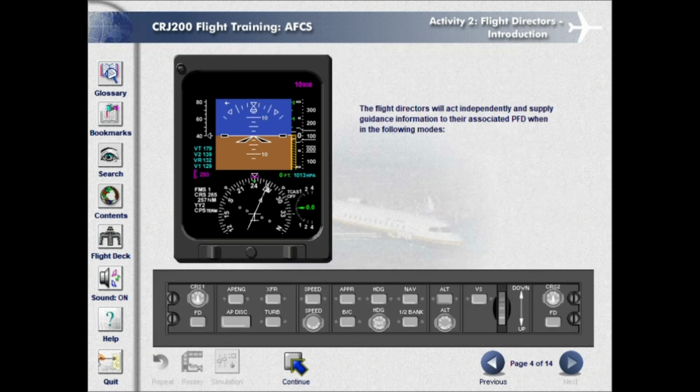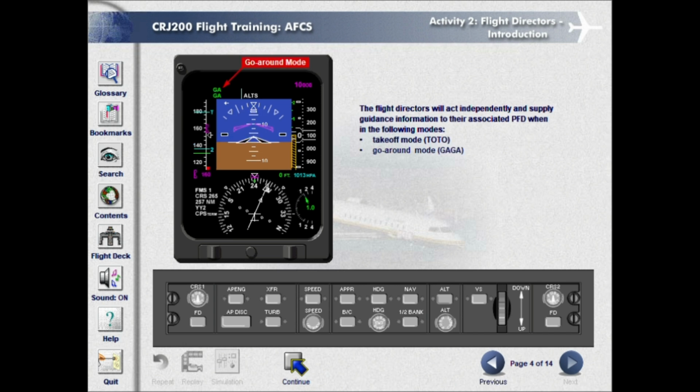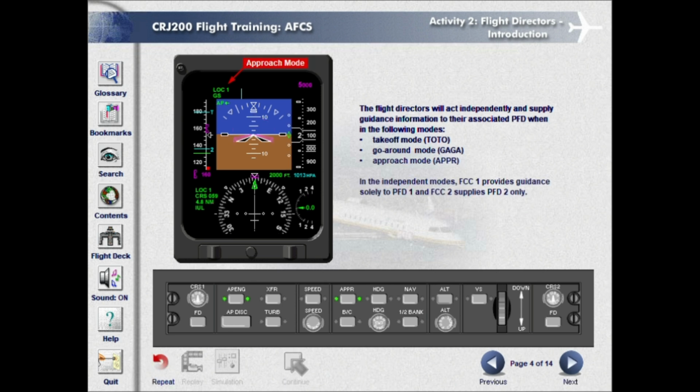The flight directors will act independently and supply guidance information to their associated PFD when in the following modes: takeoff mode, go-around mode, or approach mode. In the independent modes, FCC-1 provides guidance solely to PFD-1, and FCC-2 supplies PFD-2 only.